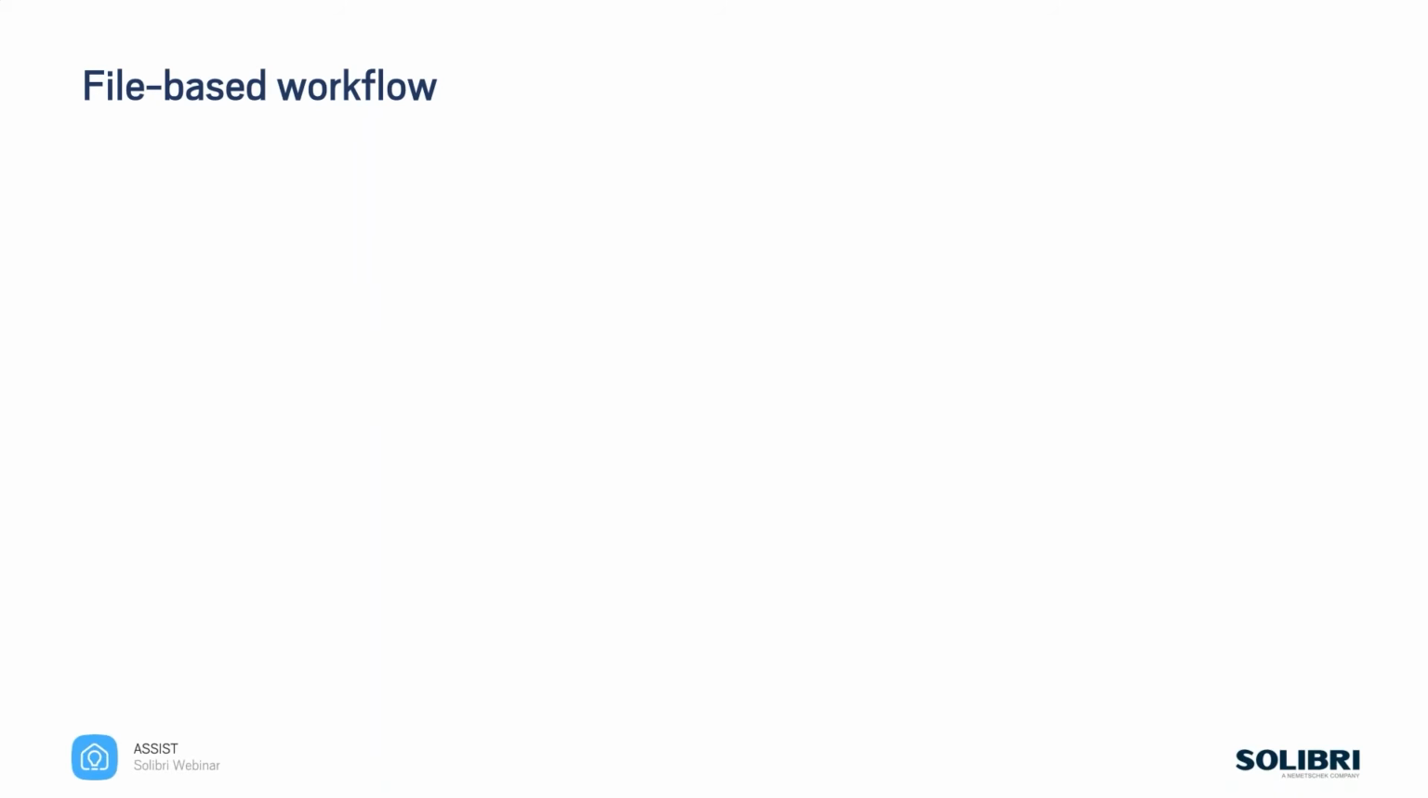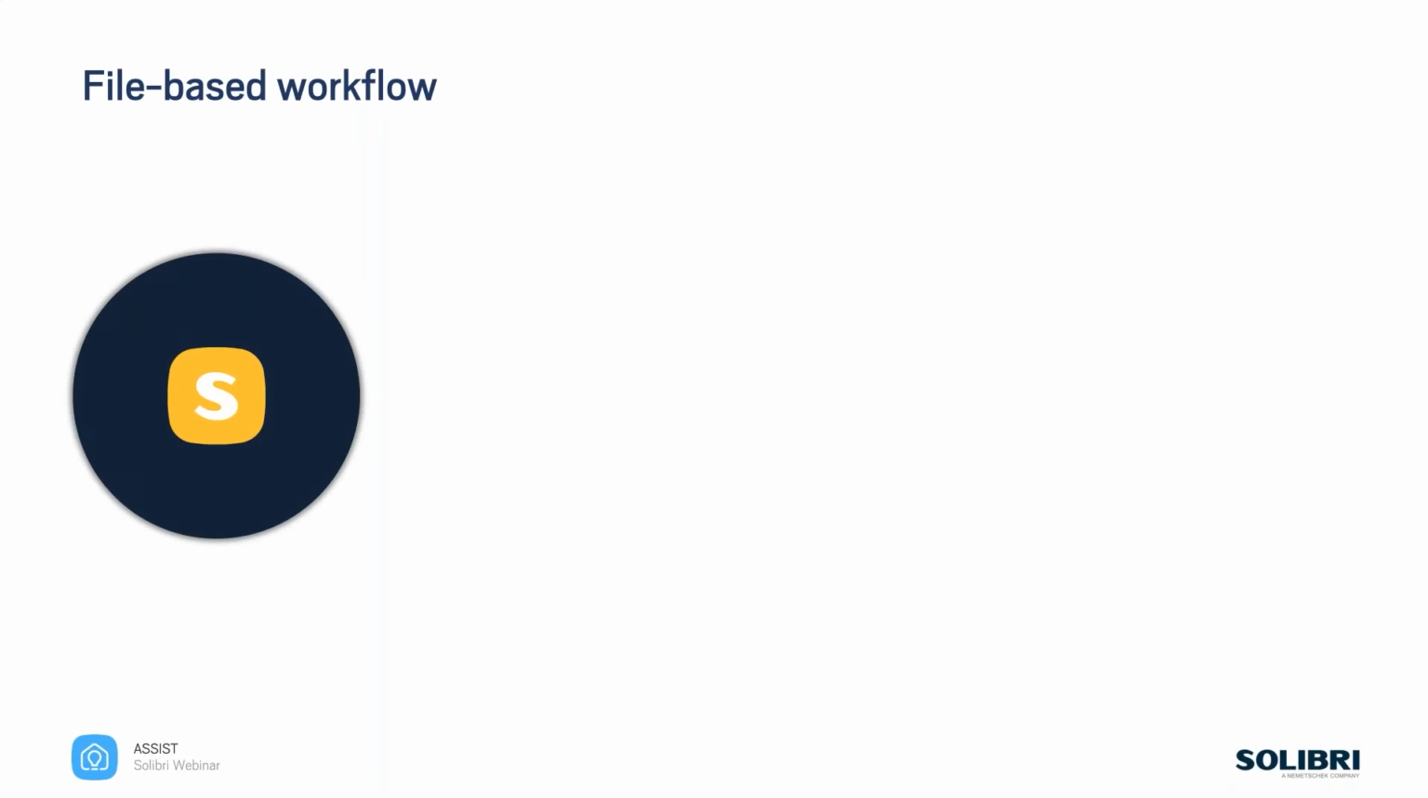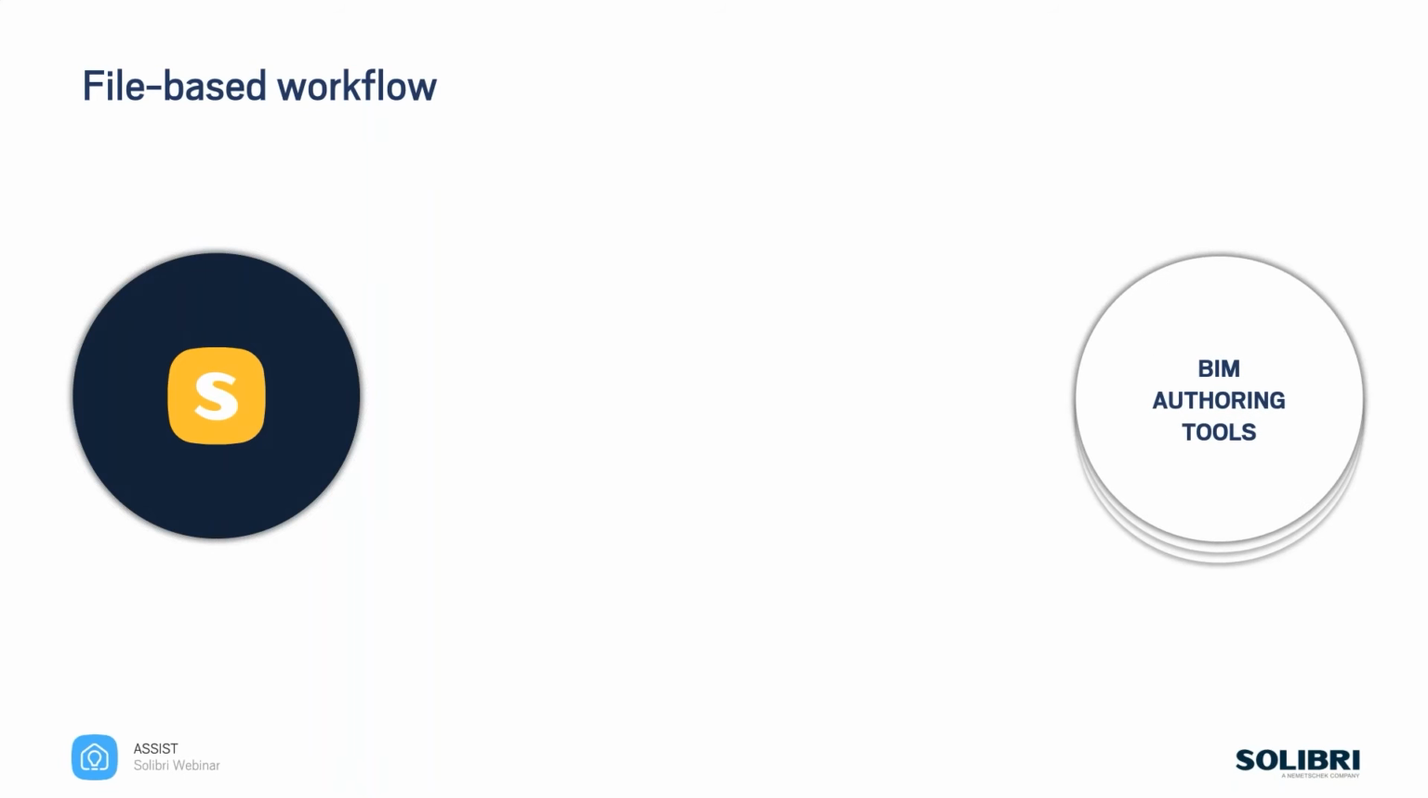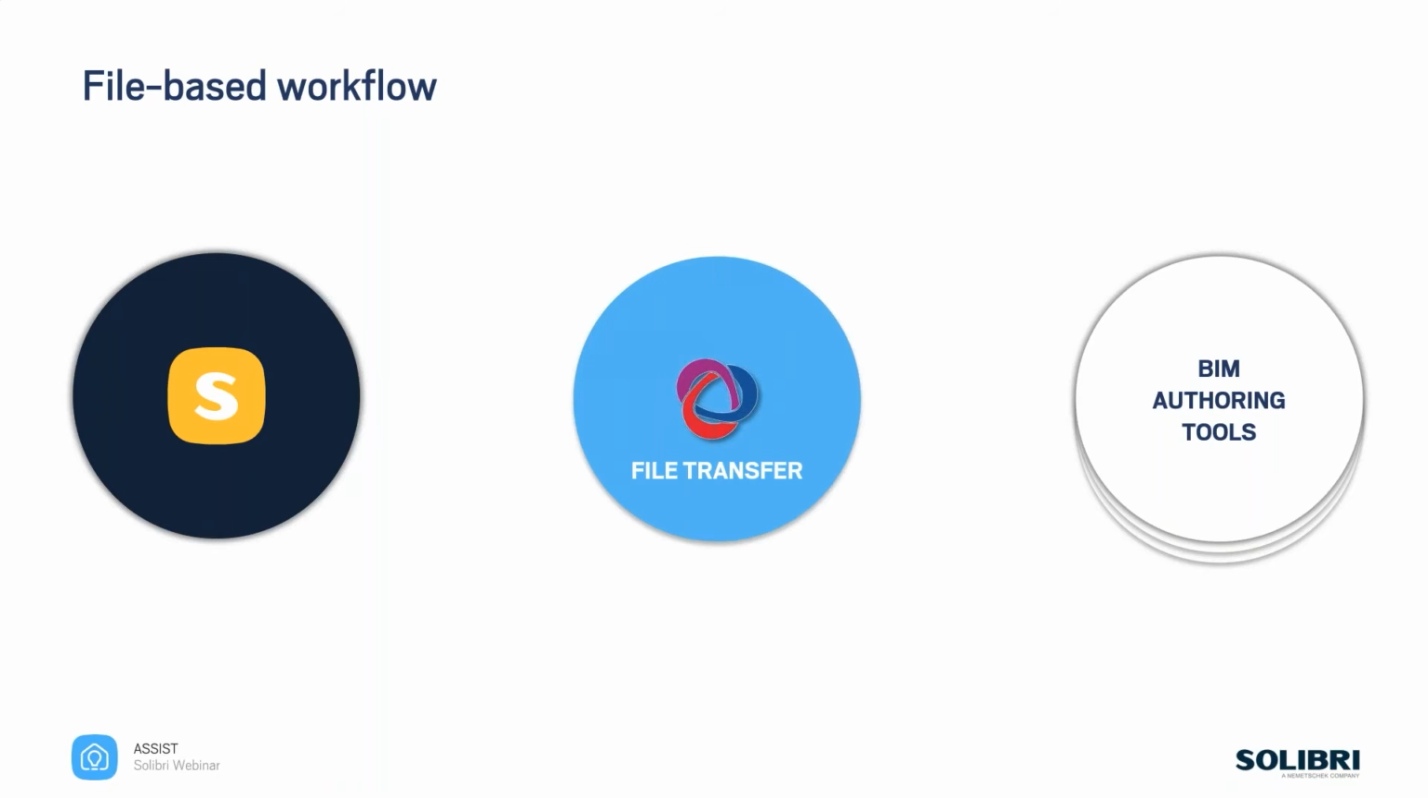So in the very early incarnations of using BCF, we had the file-based workflow, which effectively meant we were working in Solibri, somebody else is working somewhere else in the BIM authoring tools, whatever tool that happens to be, and we had to transfer issues that we identified to them. So we used just a standard old-fashioned mechanical file transfer system, which means you save a file, you send it to them, and then they import it into the BIM authoring tool to then identify the issues that were found, and then you start the process again.